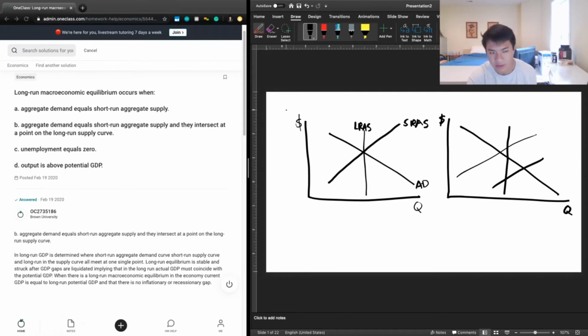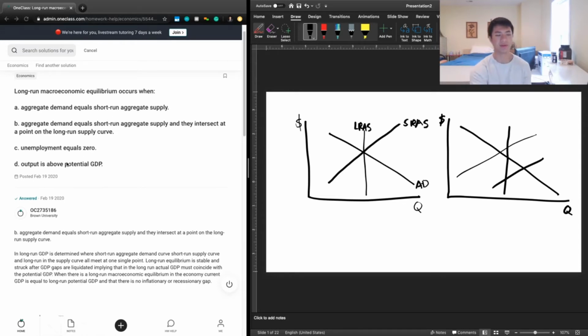So keeping all that in mind, we can go back to our answer choices, and it becomes clear that answer choice B is going to be the best answer choice for our needs. It says aggregate demand equals short run aggregate supply, and they intersect at a point on the long run aggregate supply curve. And so again, the short run equilibrium is the intersection of aggregate demand and short run aggregate supply, and then our long run equilibrium is going to be the straight line, and if they both coincide, then we have what is known as the long run macroeconomic equilibrium.